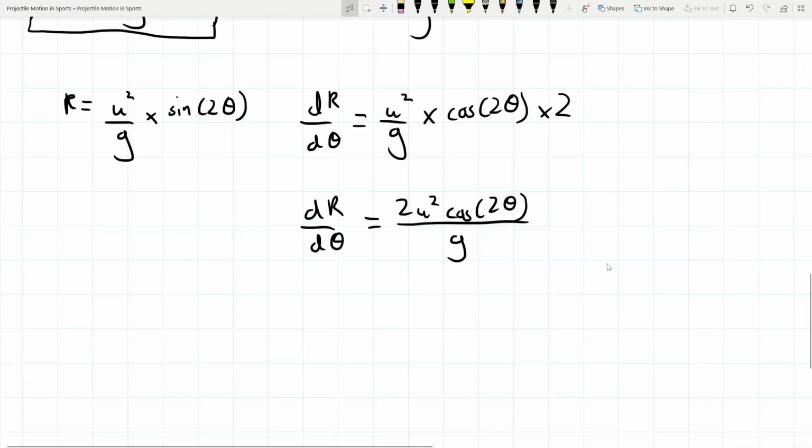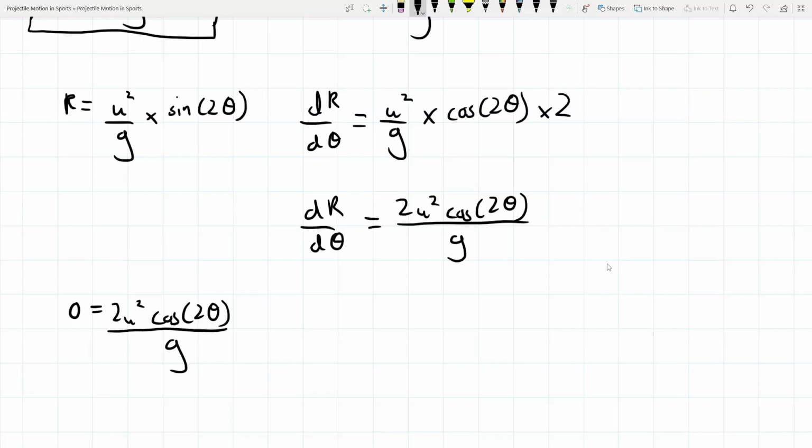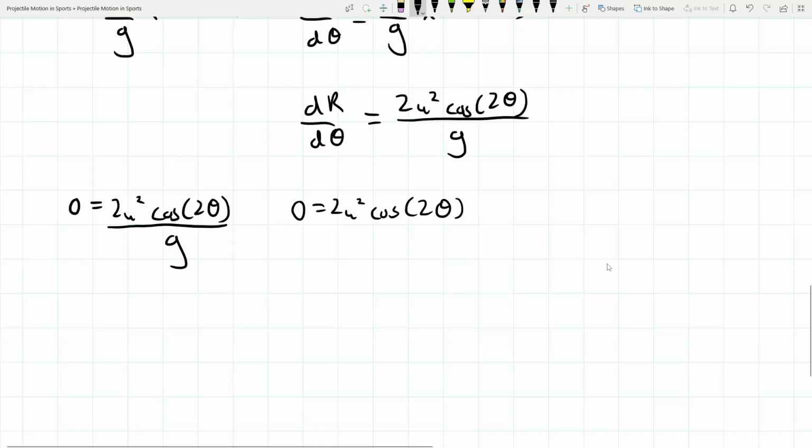So to find a function at its maximum point, we let the derivative equal 0, because that means it's not changing anymore, which means it's changing direction, which means that it's at its highest point, or its lowest point, depending on the function. So we're going to say 0 equals 2u squared cos of 2 theta divided by g. So we can just multiply by g, giving 0 equals 2u squared cos of 2 theta. And we can also divide by 2u squared, because u won't be 0. You can't fire a projectile with initial velocity 0. So you get 0 equals cos of 2 theta.